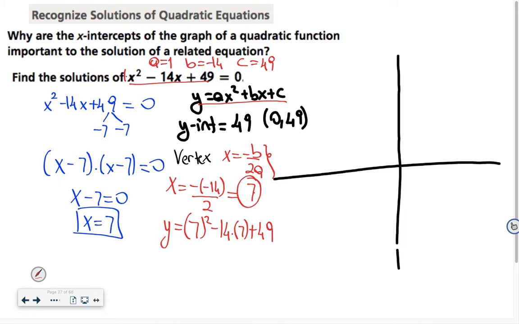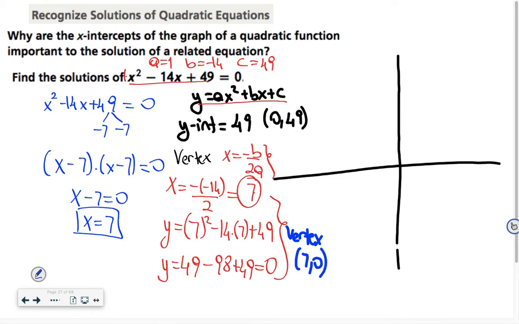After this, if you calculate this, you will get that y is equal to 49. 7 squared is 49. Negative 14 times 7 is negative 98, plus 49. If you combine this, you will get y is equal to 0. So your vertex is (7, 0).